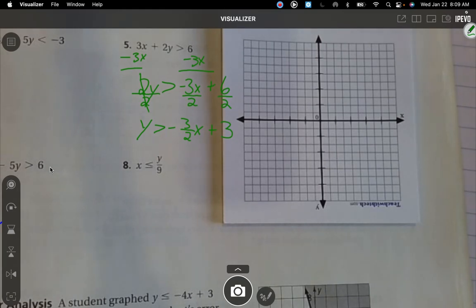Where do I go to? 3. I'm going to go up 1, 2, 3. And from there, I'm going to use my slope, which says I go where? Where does that say I go? Down 3 over 2. Down 1, 2, 3 over 2. Now, when I draw my line through these points, is it going to be dotted or solid? Dotted. So I'm going to draw a dotted line.